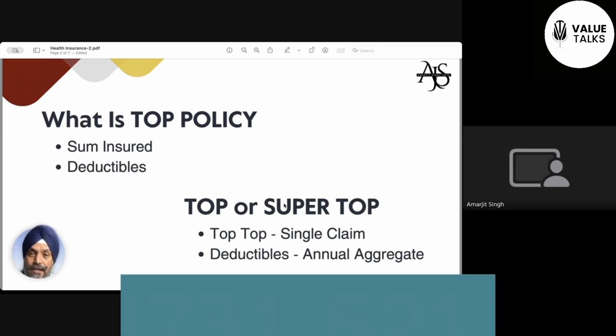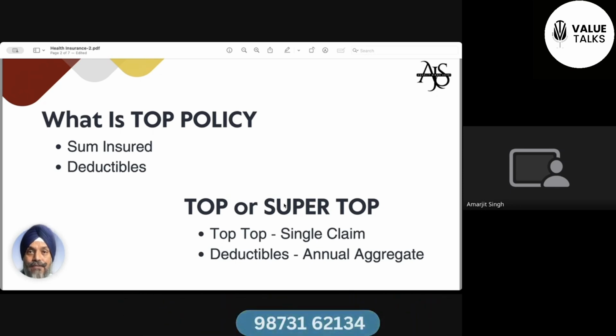So what happens if, assuming we take a policy of 50 lakh rupees with a deductible of 5 lakh rupees? It says that we will pay you claims up to 50 lakh rupees. But there is a condition that whenever there is a claim, 5 lakh rupees will be deducted from it. So if there is a claim of 4 lakh 90,000 rupees, this policy will not trigger. And if there is a claim of, let's say, 20 lakh rupees, this policy will pay 20 minus 5, that is 15 lakh rupees.